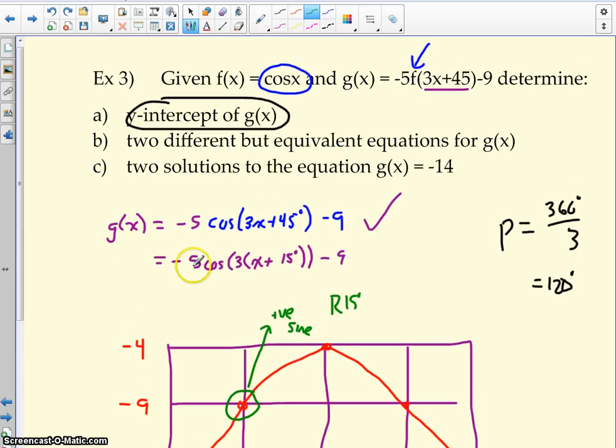Okay, last but not least, let's take a look at C, where it says two solutions to the equation g of x equals negative 14.